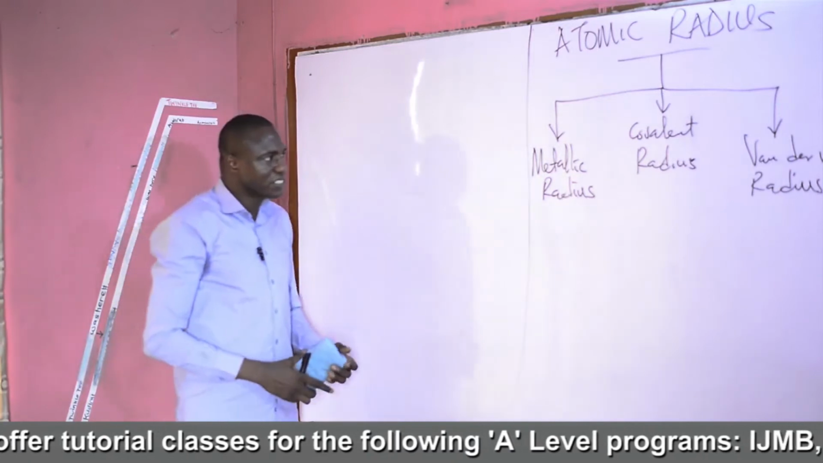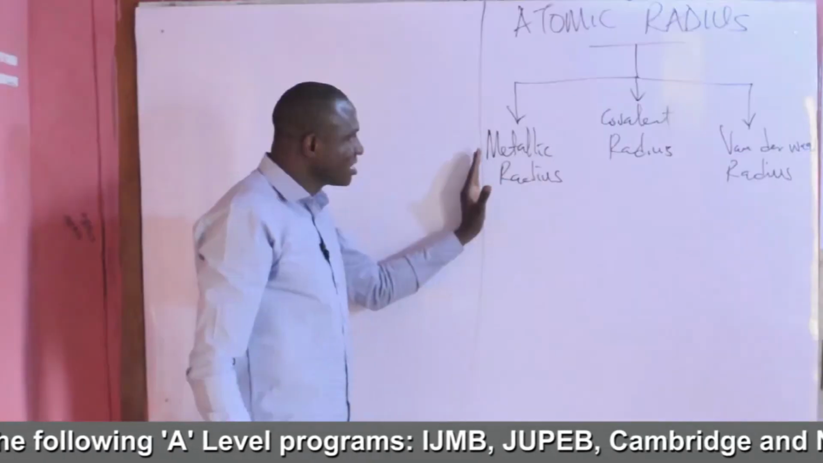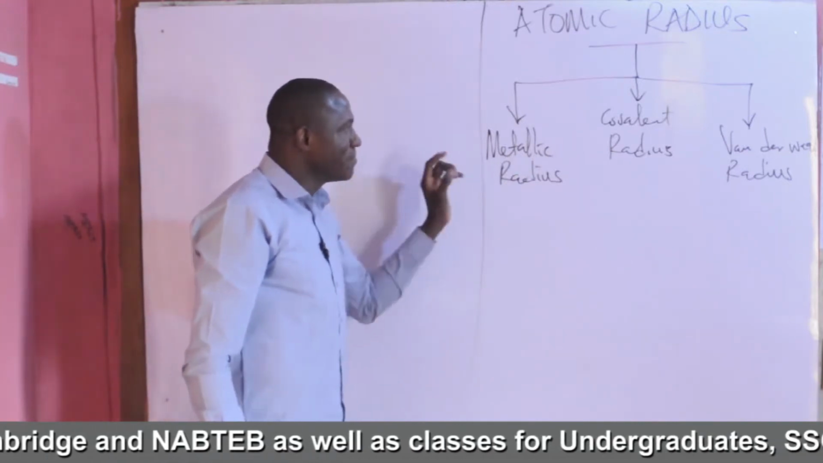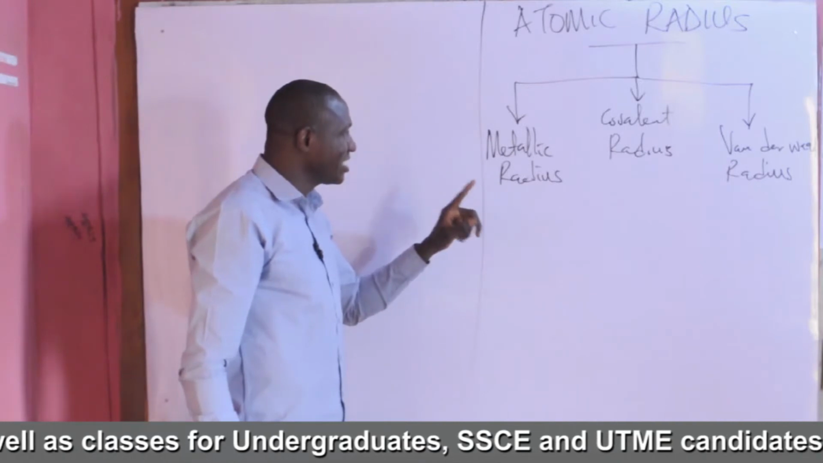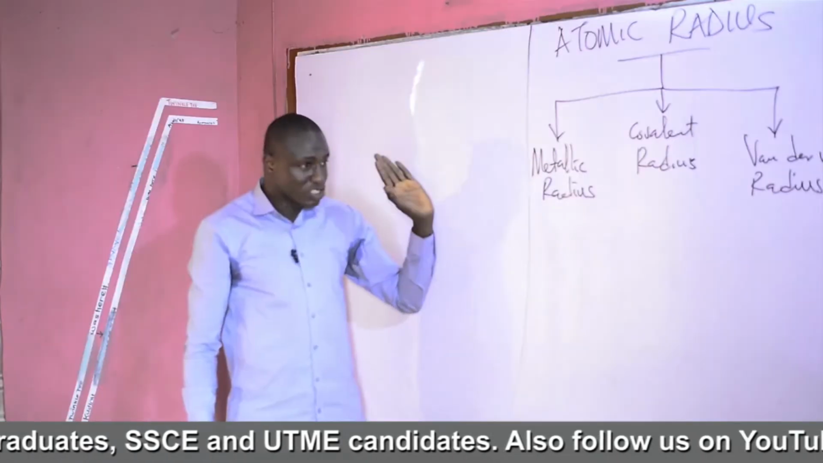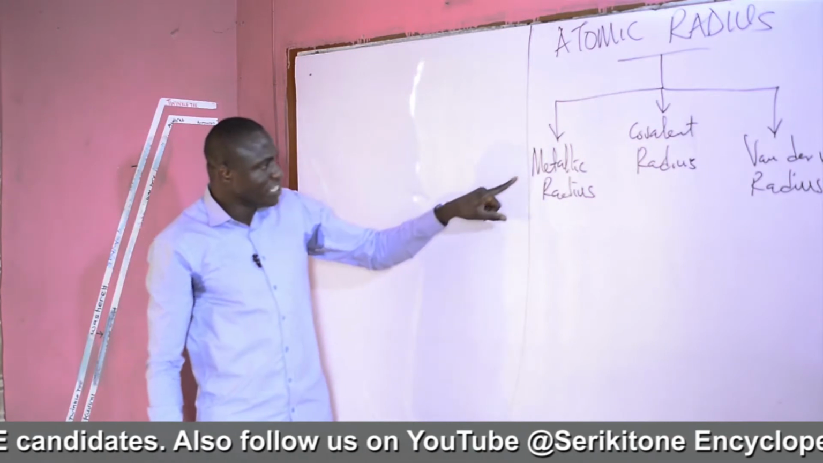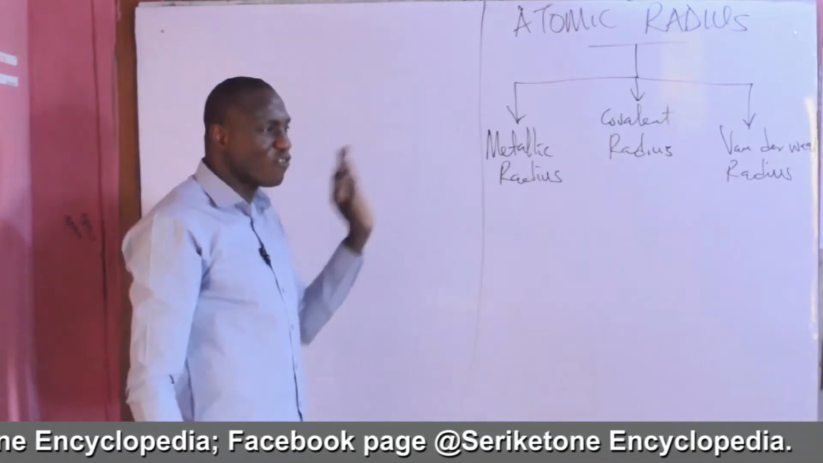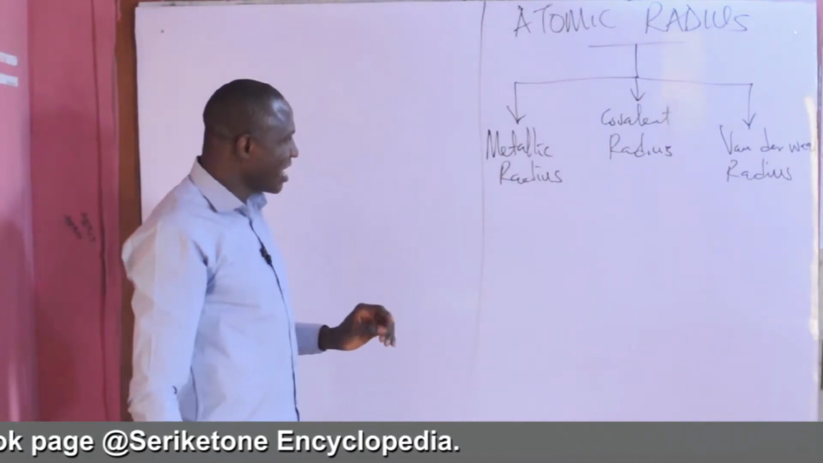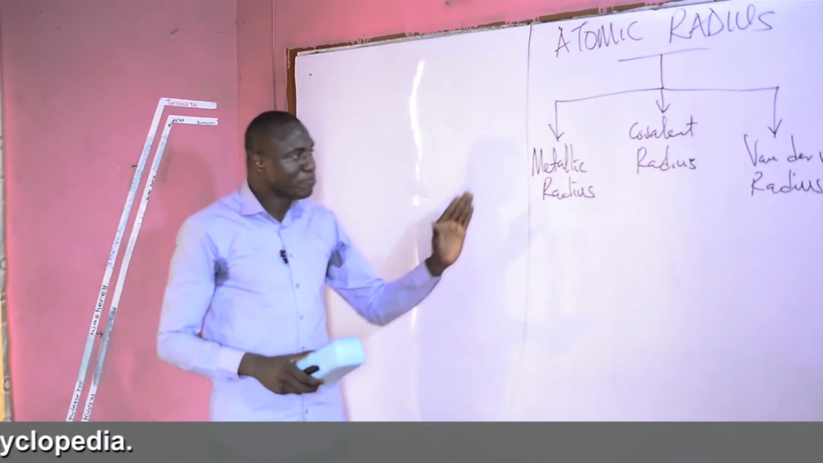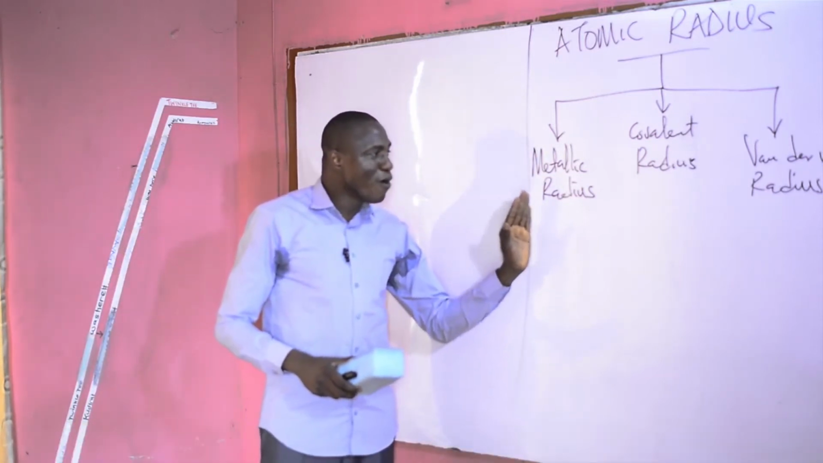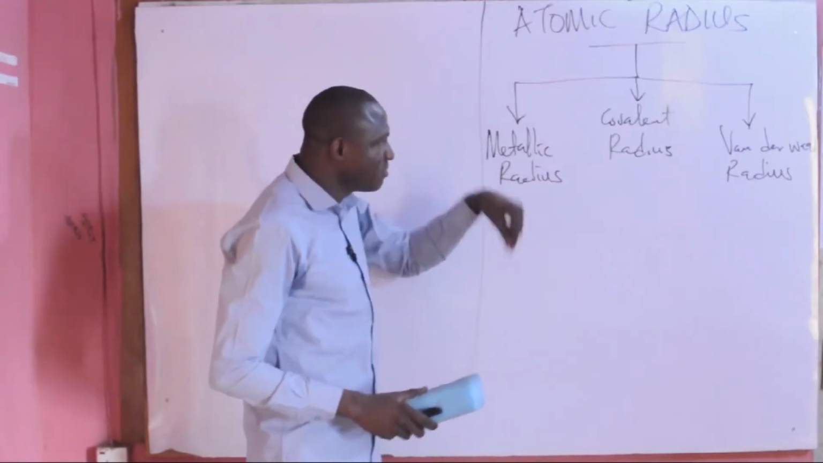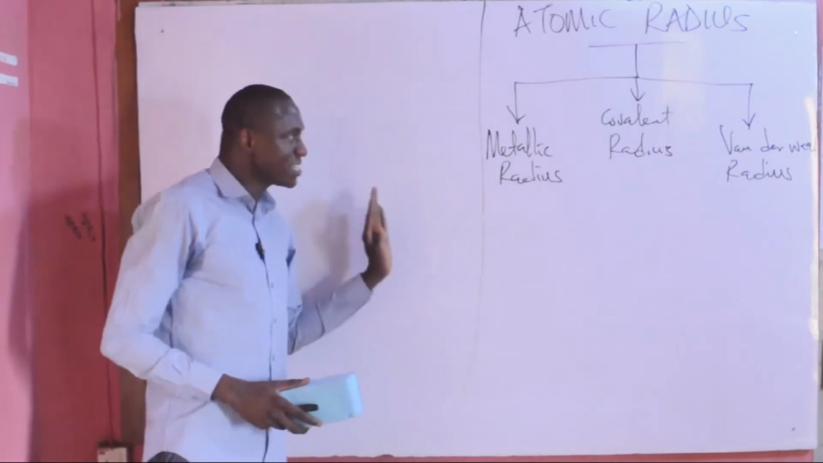The metallic radius is half of the distance between the nuclei of two metallic atoms in a metallic crystal. Don't forget that metallic crystals are usually solid in nature. So from the name metallic radius, it means the radius of metallic atoms. And another thing is that, do not forget that a metallic bond is the bond or force of attraction between the electrons outside the nucleus and the positively charged nucleus of a metal or metallic atom.